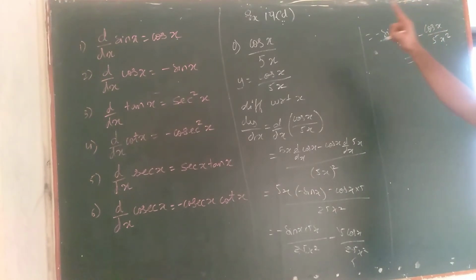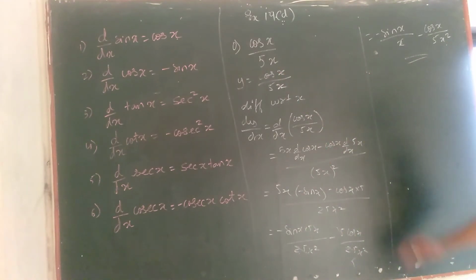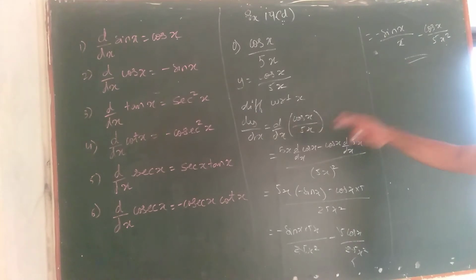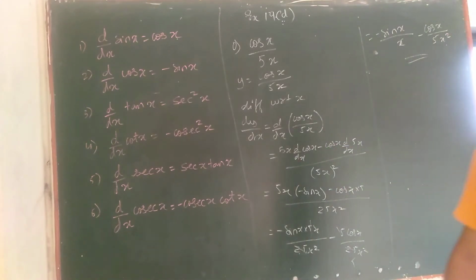So this is the derivative of cos x upon 5x. So we have applied the u by v rule. So using these rules, now you can go for the other questions. Okay, let us cover one more question in this.